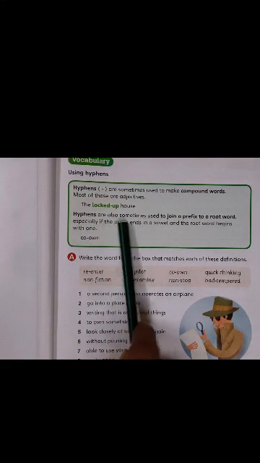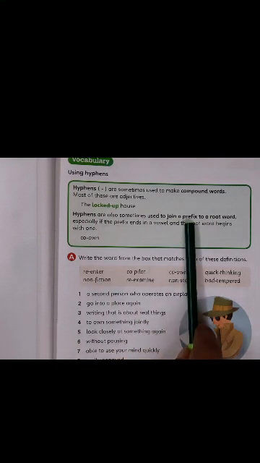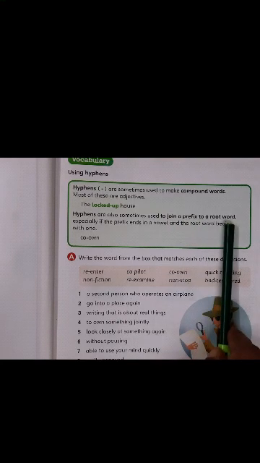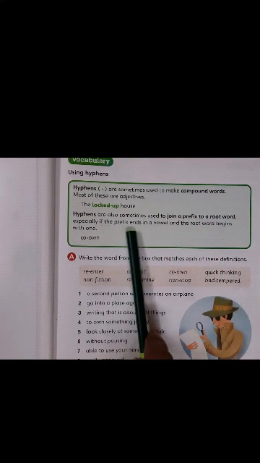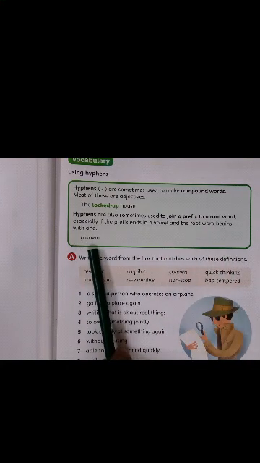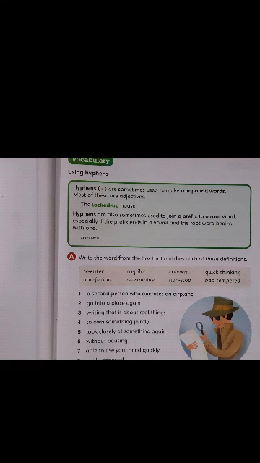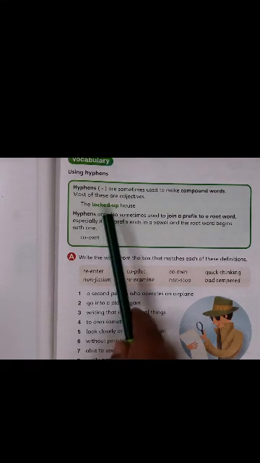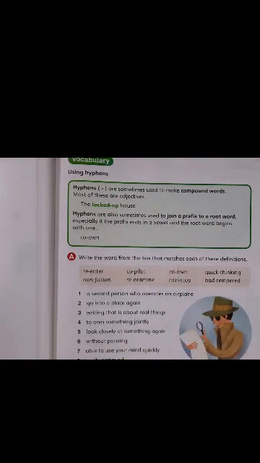Now hyphens are also sometimes used to join a prefix to a root word, especially if the prefix ends in a vowel and the root word begins with one. So children, remember, one use is for adjectives and the second one is for a prefix. Now children, what is a prefix? It is when you add a word to the root word. For example, re-enter.